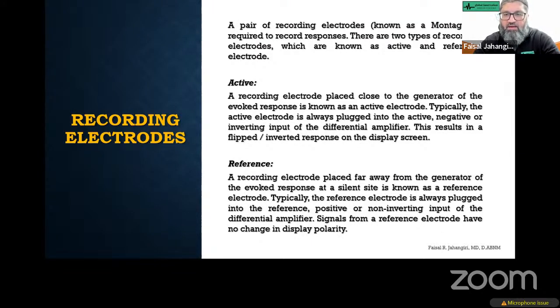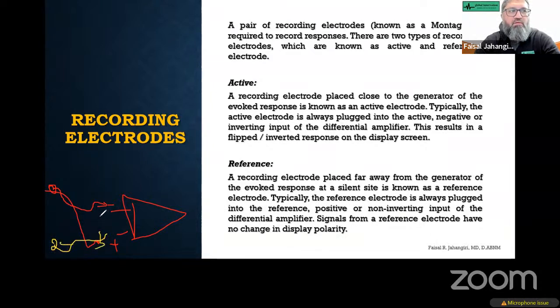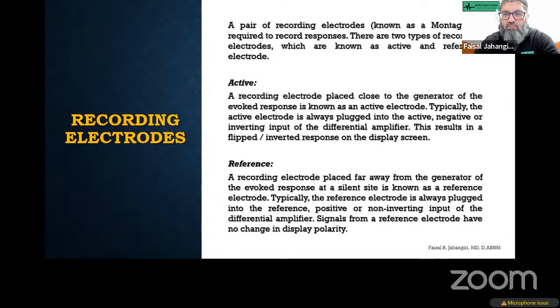So we can plug the active electrode into the active input of the amplifier. If this is the active input of the amplifier, then this is the active electrode. You can plug the active electrode into the active input, or you can plug it into the reference input. And then you have a reference electrode. You can plug the reference into the reference input, or the reference into the active input. So for both active and reference, one is for input and one is for the amplifier.